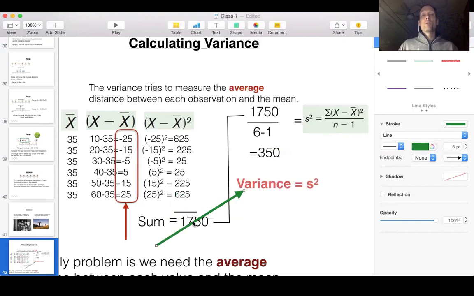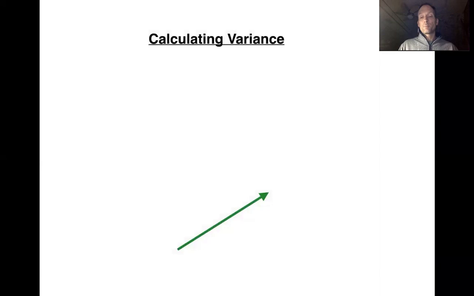And I have a short term for that, I mean, an abbreviation for variance. I'm going to call that s squared. And s squared you have to memorize because we're going to see s squared almost everywhere between now and the rest of the course. You have to know that s squared means variance. Okay, so now we know that the average square distance between each value and the mean was 350. Let's hop over into the next slide here.